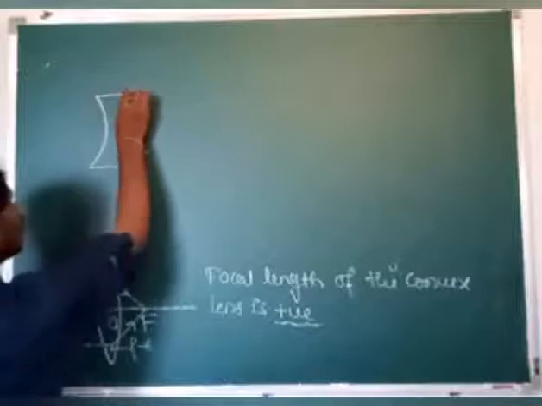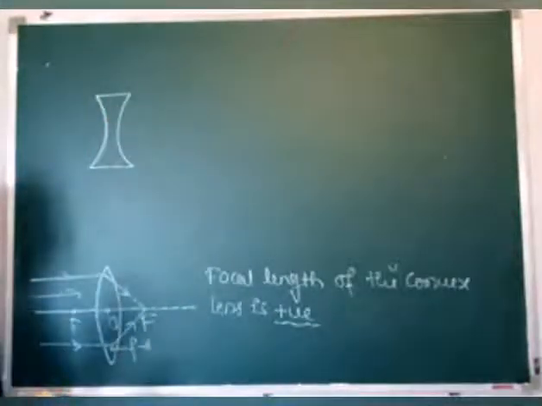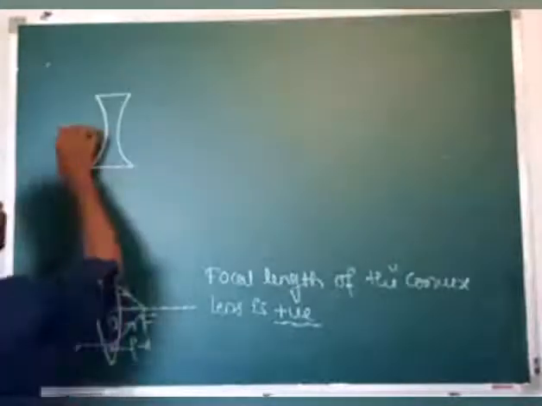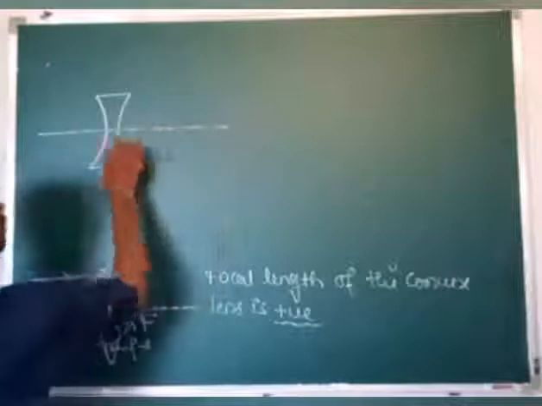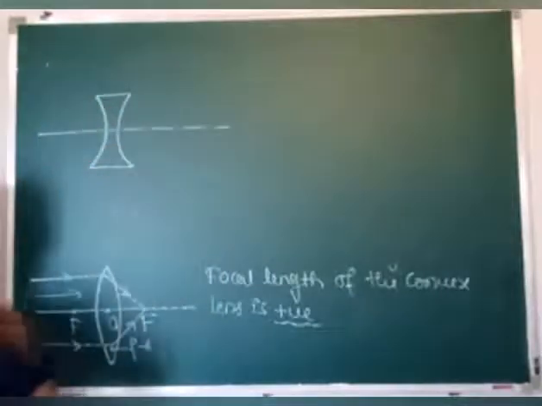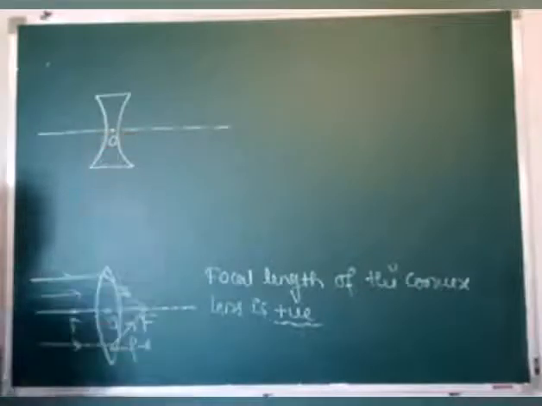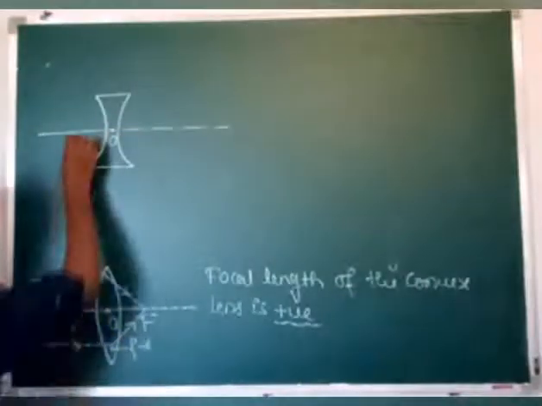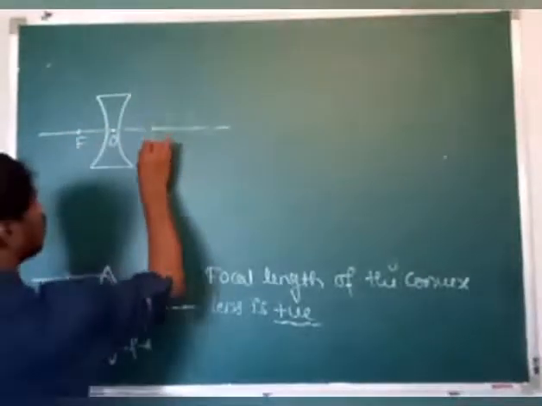It is a concave lens. What do you mean by concave lens? It is a lens which is thin at the middle, thicker at the edges. And the principal axis is drawn perpendicular to the surface. This is the optical center, which can be represented by O. Then focus, this side also focus.